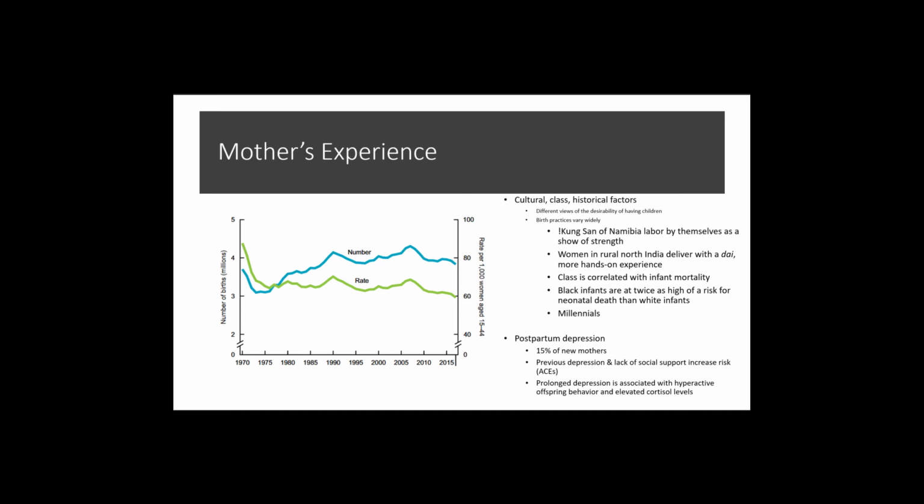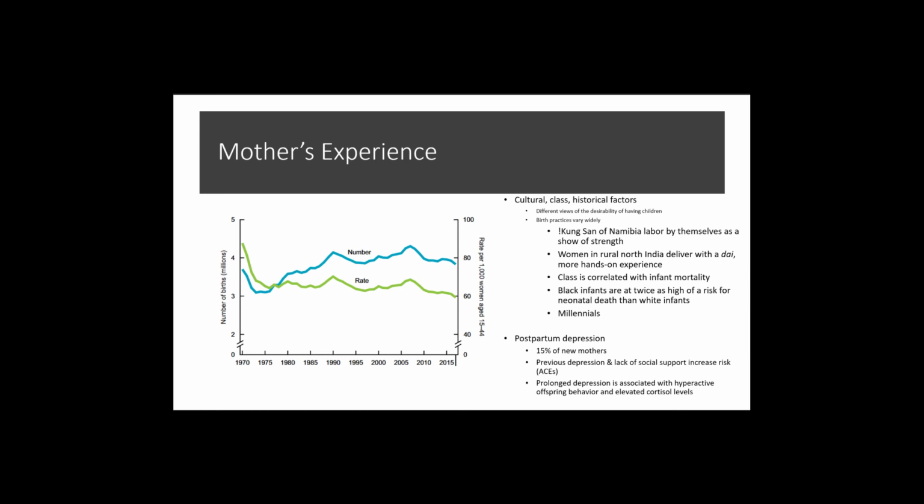ACEs predict postpartum depression. The idea is if you're depressed before pregnancy, you have a higher risk of being depressed after pregnancy. And prolonged depression is harmful for the child, not just prenatally for biochemical reasons, but also postnatally because the person's depressed. So they are less likely to interact positively and have these dynamic interactions with their offspring, which can lead to elevated cortisol levels, so that higher stress reactivity or really under stress reactivity, which is also problematic, and hyperactive offspring behavior.